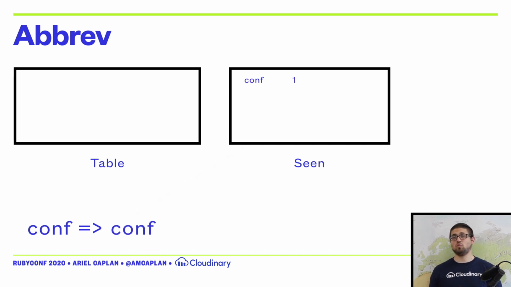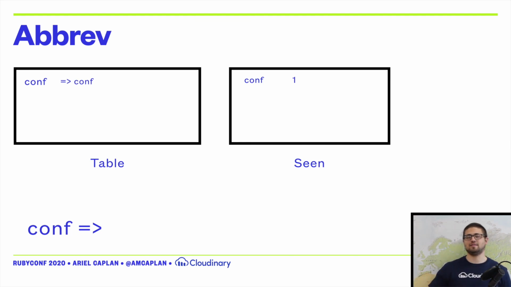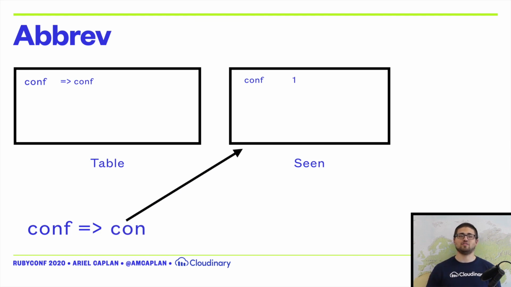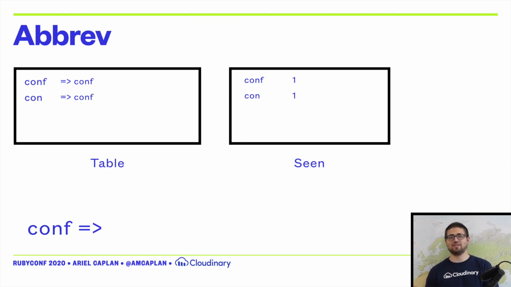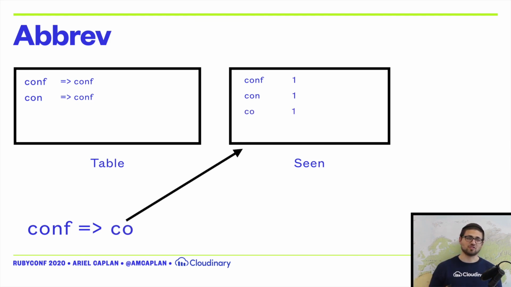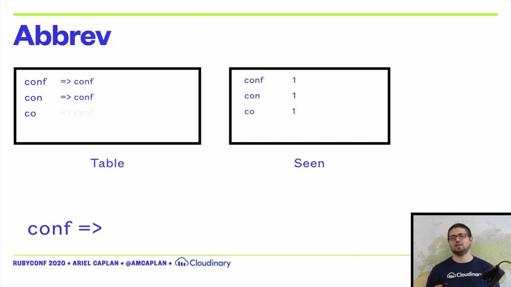We mark it down that we've seen it once. Scene is keeping track of how many times we've seen something. And since we've only seen it once, we will add it to our table and have that be a key with the value being the current string that we're on, which is conf. The same thing again with con. We add it to our scene, and then we add it to our table, again pointing to conf. Keep shortening the string, co. And again, add it to our table, and c, we add it to our table as well.